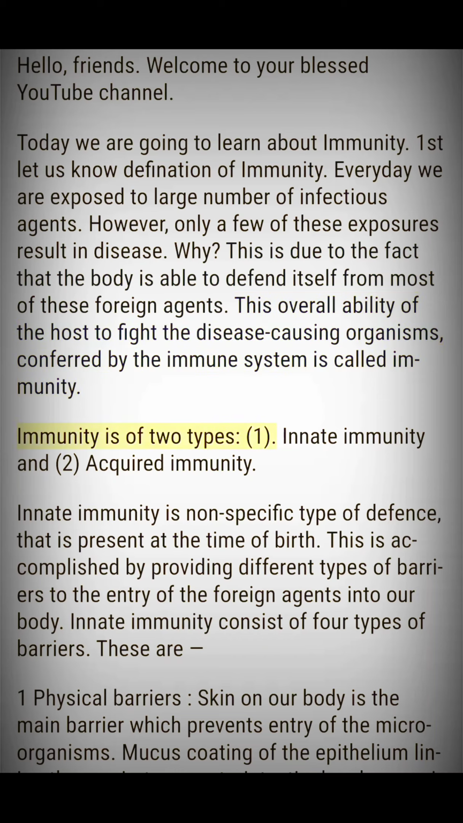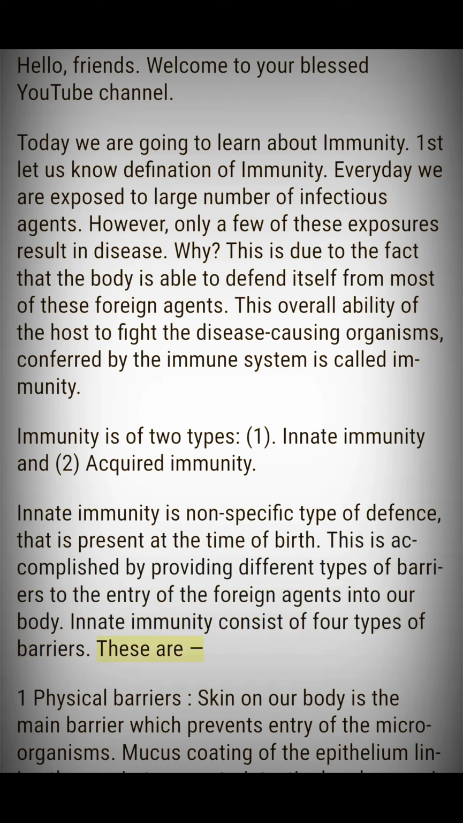Immunity is of two types: 1. Innate immunity and 2. Acquired immunity. Innate immunity is a non-specific type of defense that is present at the time of birth. This is accomplished by providing different types of barriers to the entry of the foreign agents into our body. Innate immunity consists of 4 types of barriers.